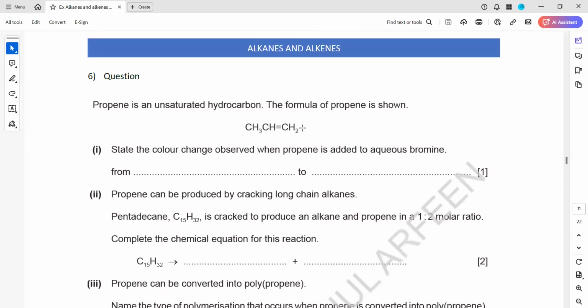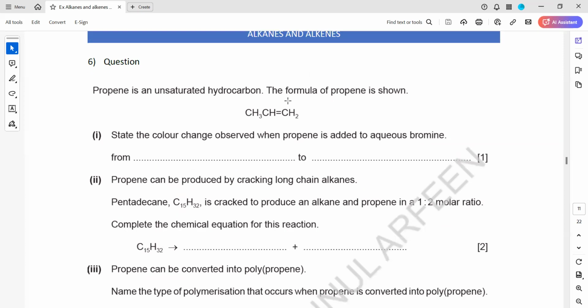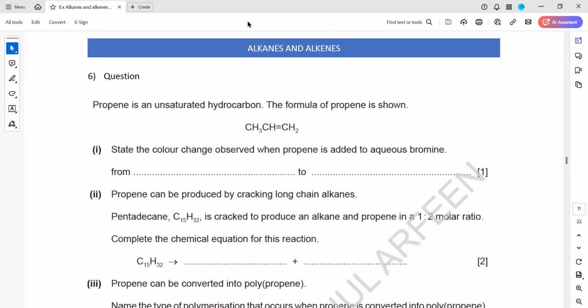In question 6, propene is an unsaturated hydrocarbon. The formula for propene is shown. State the color we will observe if aqueous bromine is added. So whenever we add aqueous bromine, the aqueous bromine changes its color from orange to colorless.